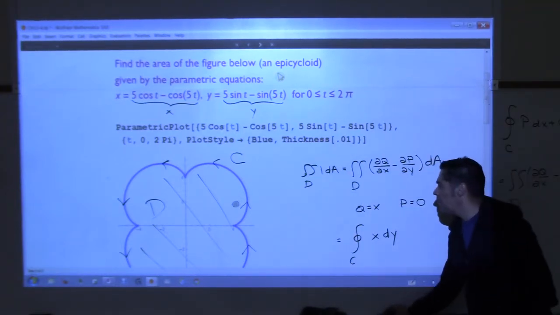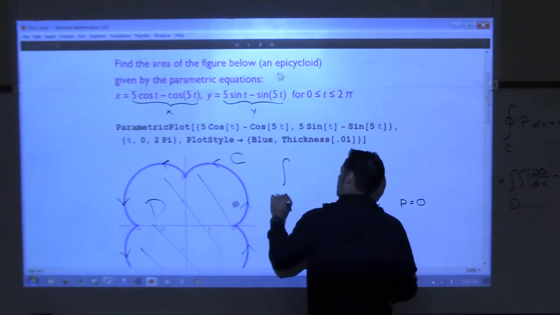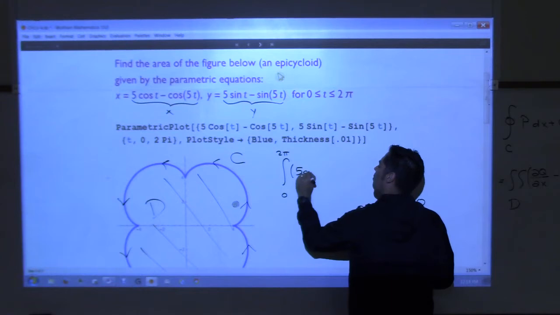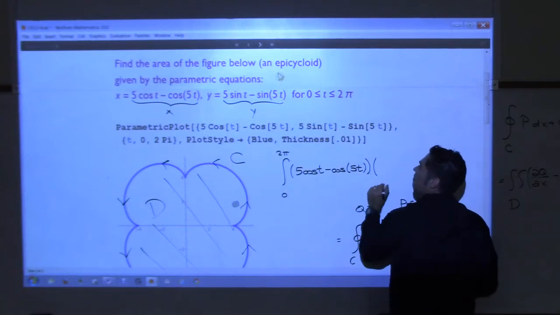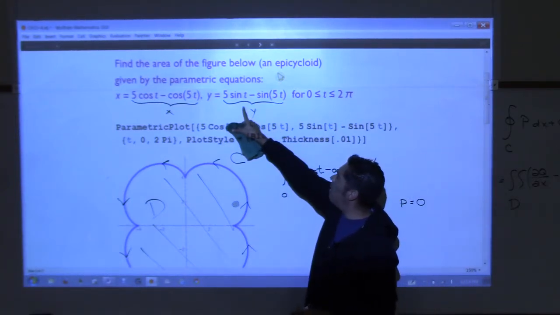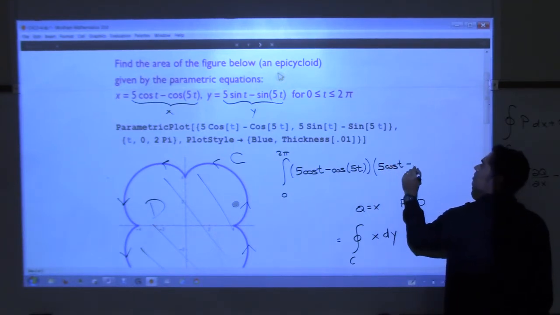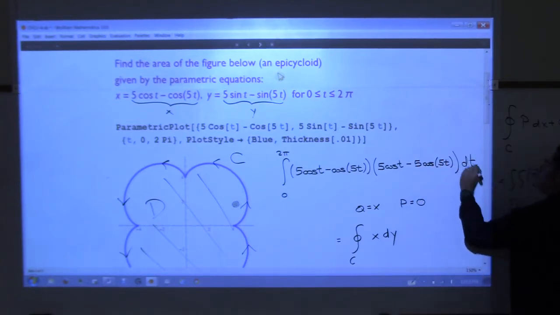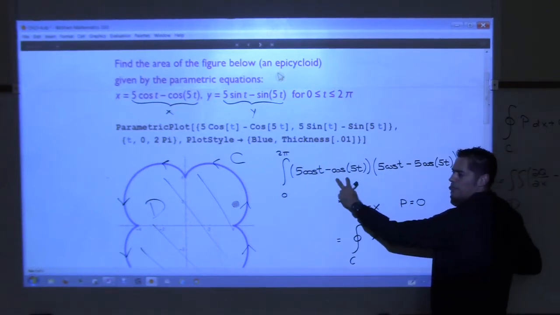So let's set it up. I don't think I'm going to do it, but let's set it up. This would become the integral from 0 to 2 pi of x, which is 5 cosine t minus cosine 5t, times the derivative of this with respect to y, which would be 5 cosine t minus 5 cosine 5t dt. Then you'd have to FOIL things out, right? So y'all understand that this is dy and this is x.